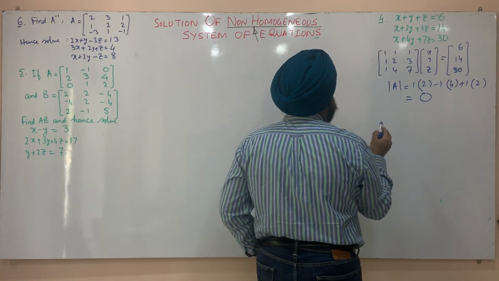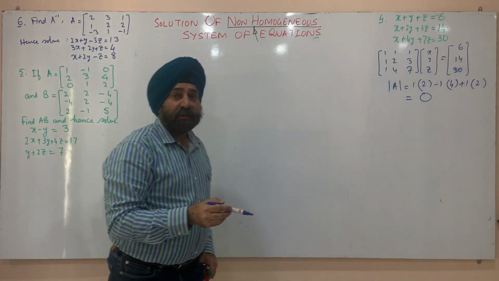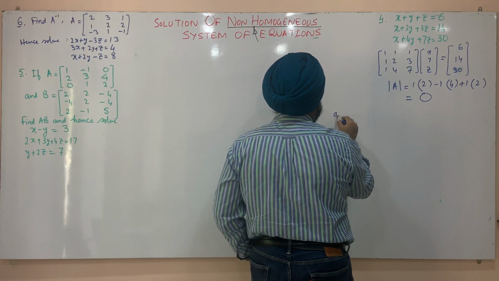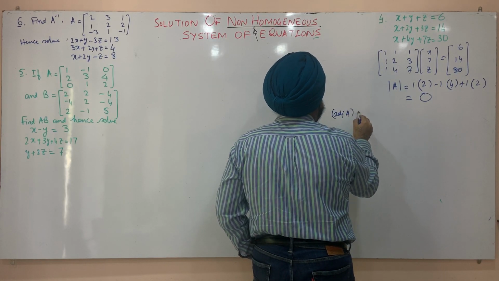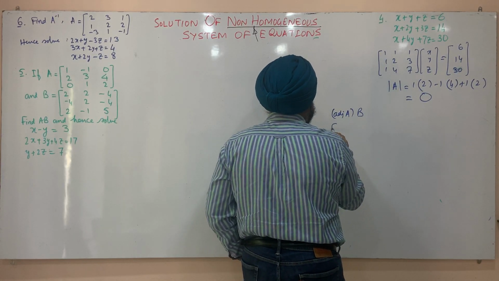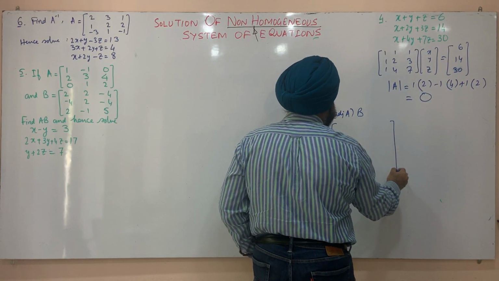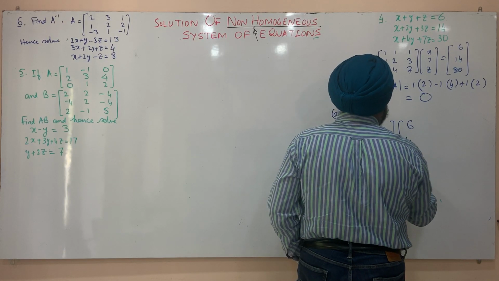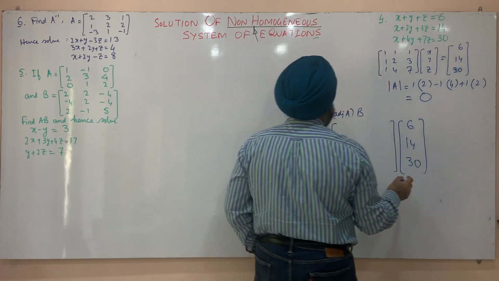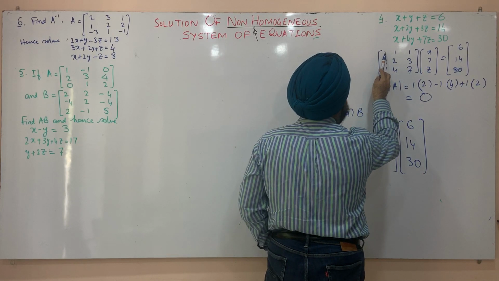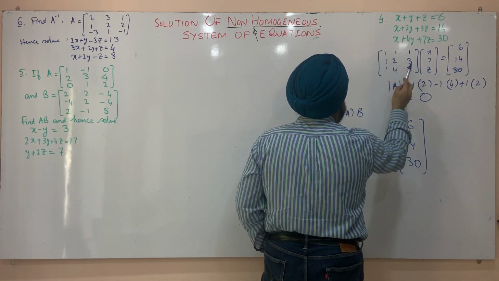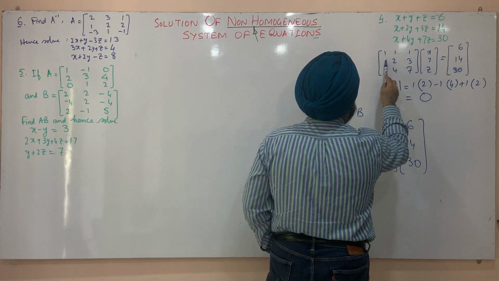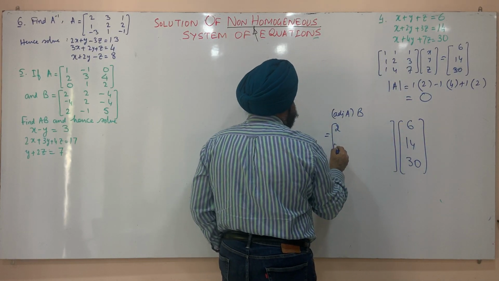We have to find out now product of adjoint of A and B. So let's find adjoint of A into B. Adjoint of A, we'll write here, into B is 6, 14, this is 30. So for adjoint of A, cofactor of this 14 minus 12, that is 2. Second element, this is 7 minus 3, 4.